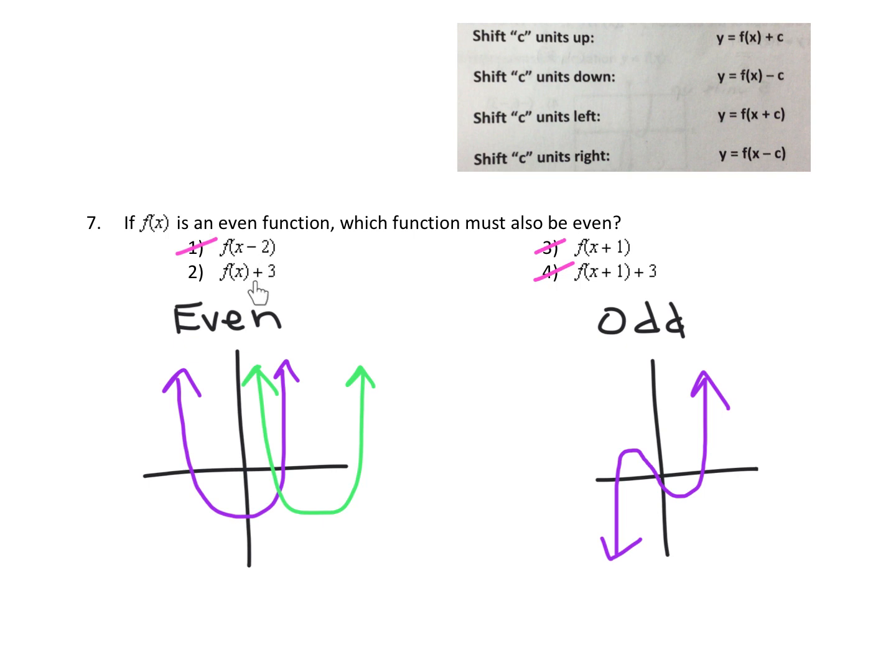Choice 2 shows that we're taking a function and moving it up. We're moving it up 3 units. So if I were to take this purple graph and move it up 3 units, let's just say this is up 3 units, isn't that still even? If I were to fold along this y-axis, wouldn't one half of the graph fold directly on top of the other half of the graph? So choice 2 is our answer.